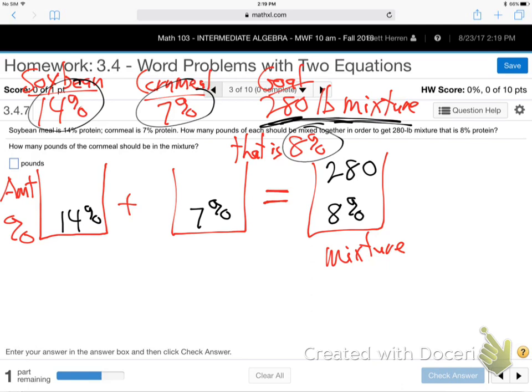Okay, I've got 2 blanks. What do you think goes in those 2 blanks? My X and my Y, or whatever letters you want to use. Yeah, that's where your X and your Y go.